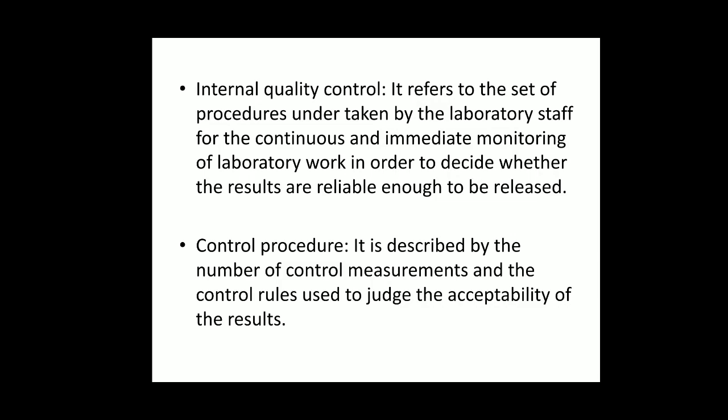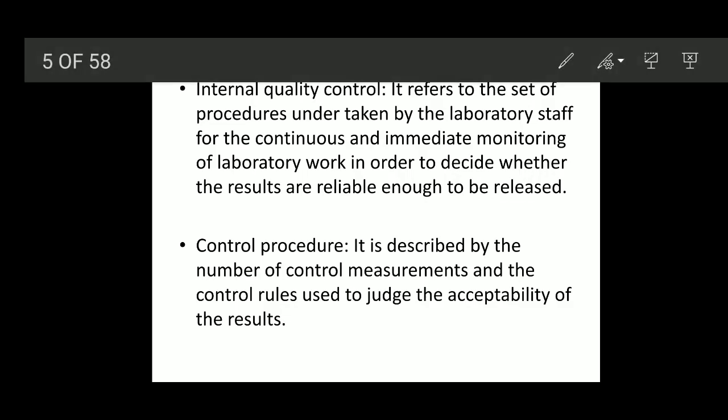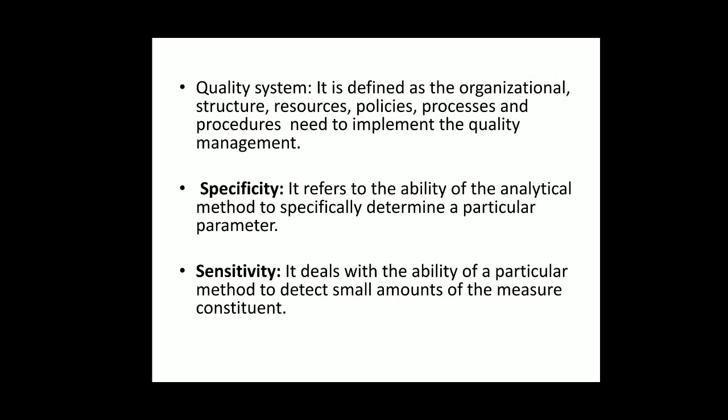Then control procedures are there. This is described by number of control measurements and the control rules, okay, used to judge the acceptability of the result. That is called control procedure. And there is quality system. In this, the quality system should be organizable. Okay, it should be structured. Resources, policies, processes, everything need to be implemented in the quality management process.